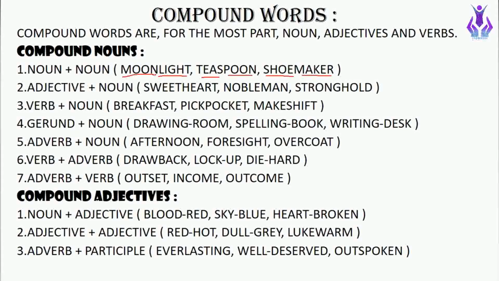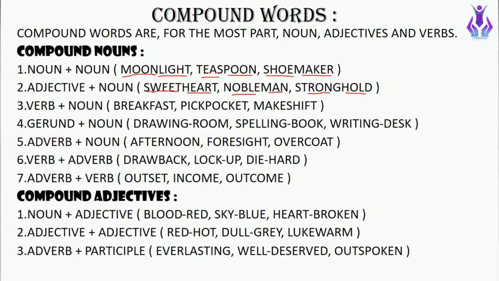The next is adjective plus noun. Sweet is our adjective, and heart is noun. Here noble is adjective and man is noun. Strong is adjective and hold is noun. So we form compound nouns: sweetheart, nobleman, stronghold. We have many more others: blackboard, quicksilver, halfpenny. So there are so many examples of this.